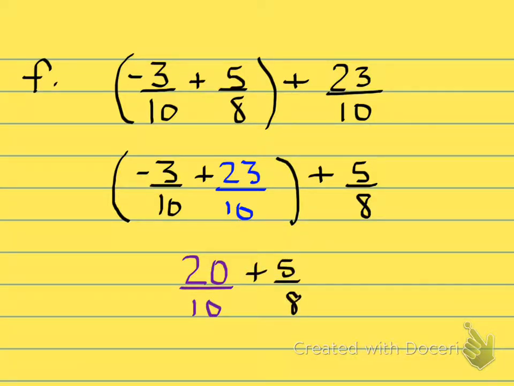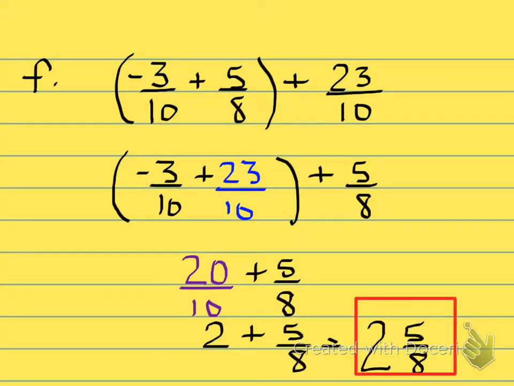And then you need to recognize, before you start doing a bunch of work, that 20 over 10 is going to give you 2. So once you get that 2 whole, now you have your answer of 2 and 5/8, because 2 plus 5/8 is 2 and 5/8.